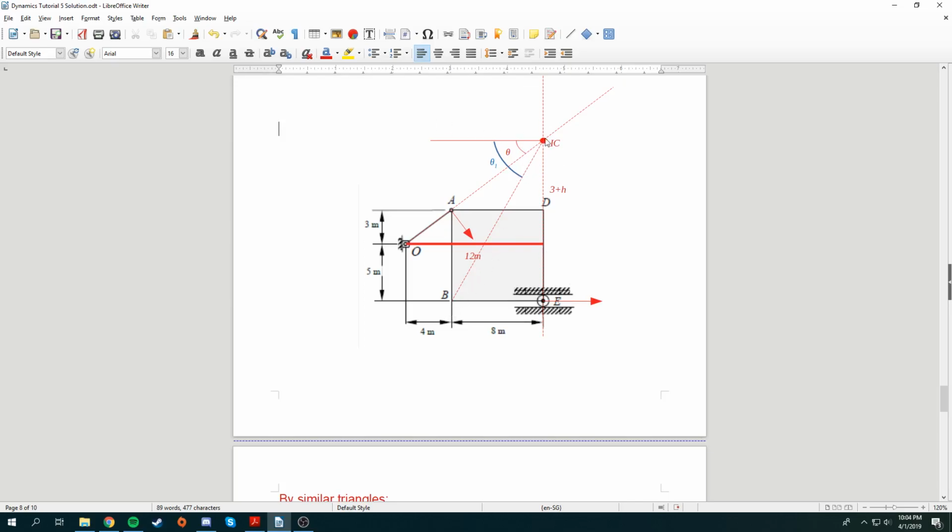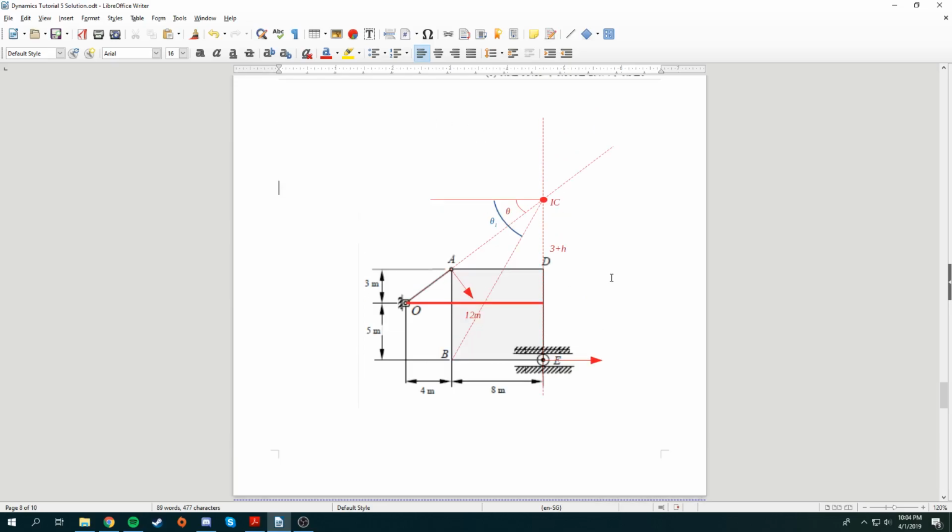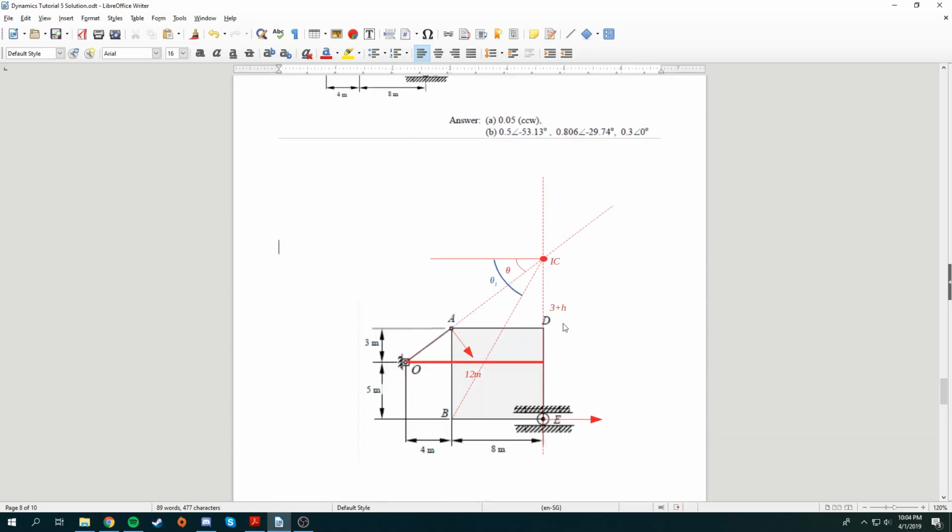Ignore all these dotted lines that I've drawn, the blue and red. Just ignore that for now. The first question they want us to find is the angular velocity of this plate. With the point IC and this velocity, you can very easily find the angular velocity, because the angular velocity of any point on this plate is the same about IC. So I know that the velocity of E is 0.7 meters per second to the right. Then I can use my vector cross product to find out the angular velocity.